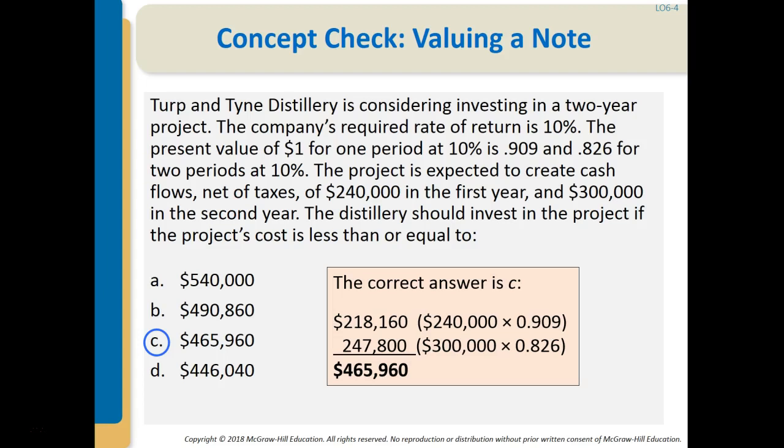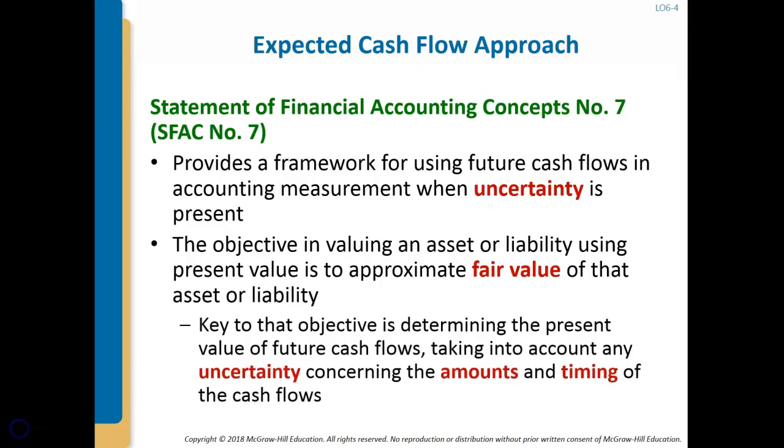So it gives us the present value of $1 for one period. That's 0.909, which is what we would use to create the present value of those future dollars. And then in year 2, the $300,000 would be the future amount. Multiplied by the factor of 0.826, it gives us our present value for both periods. So the correct answer here would be $465,000.